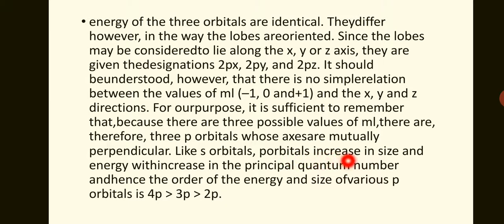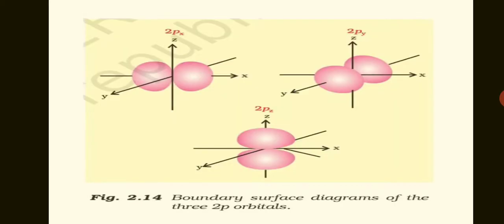Like s orbital, p orbitals increase in size and energy with the increase in the principal quantum number, and hence the order of the energy and the size of the various p orbitals will be as follows: 4p, 3p, 2p. So it is in the decreasing order of the energy, and these are the diagrams of 2px, 2py and 2pz.